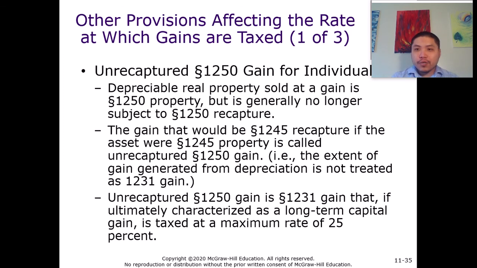So that was for C corporations. So what happens to individual taxpayers or flow-through entities? How can they recapture their Section 1250 gain, now that the Section 1250 recapture is not available anymore? I guess you can say there's an alternative to the Section 1250 gain that has expired.